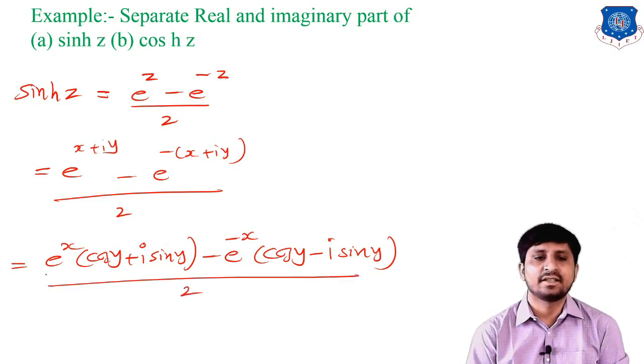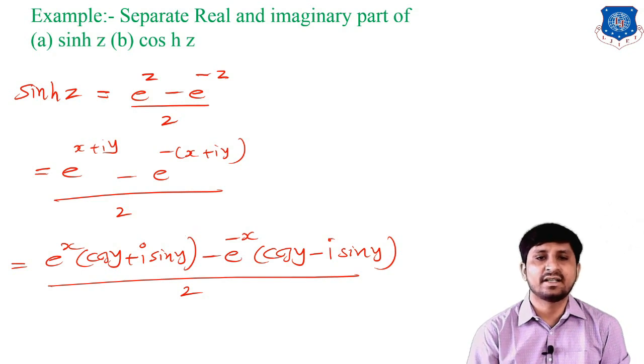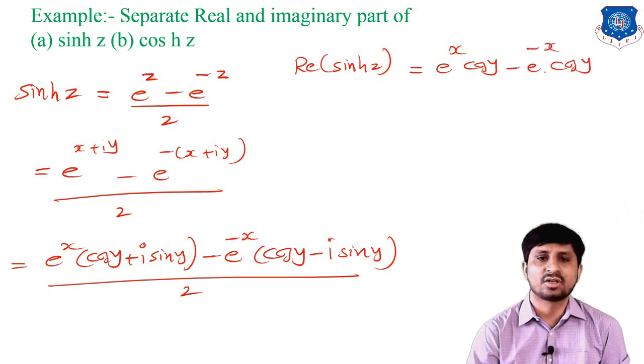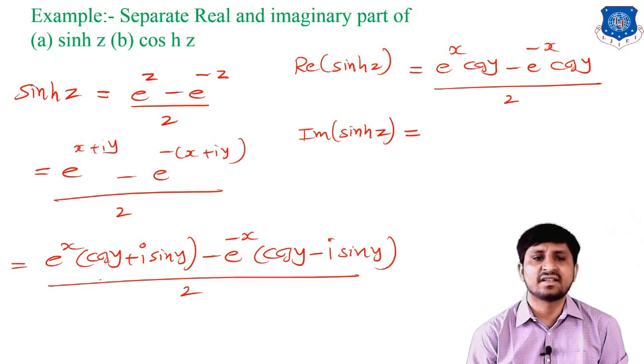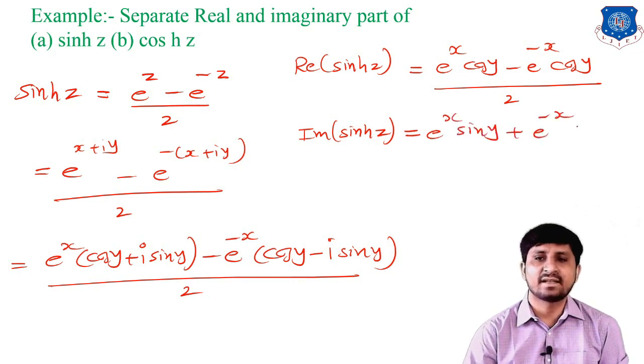So what is the real part? Directly you can easily find out the real part. Real part of sin hyperbolic z is equal to e raised to x cos y minus e raised to minus x cos y, divided by 2, and imaginary part of sin hyperbolic z is equal to the coefficient of i. So e raised to x sin y plus e raised to minus x sin y, divided by 2.